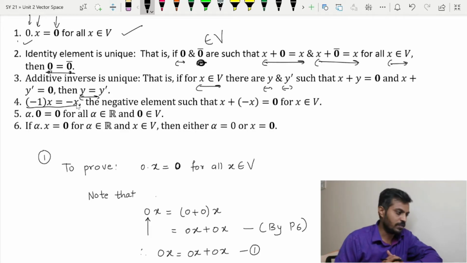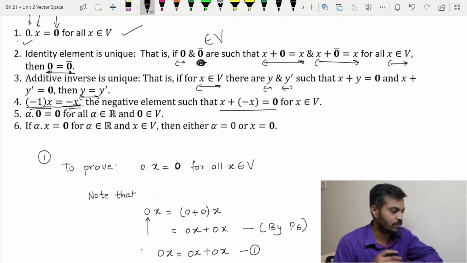Now we will move towards the fourth part of the theorem. That is nothing but we have to prove minus 1 multiplied by x is equal to minus x. Now the question is how to prove it. We already know that x plus minus x is equal to 0 vector. So this fact can be used to prove minus 1 multiplied by x is equal to minus x.